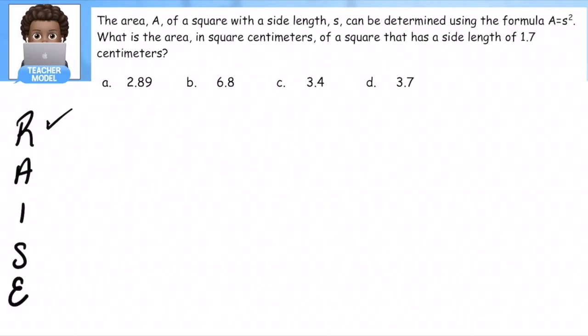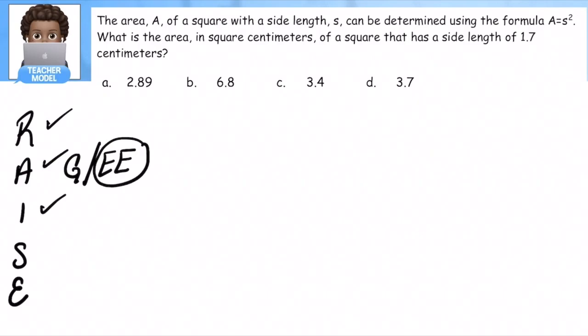Alright, let's read this last problem together. The area A of a square with a side length S can be determined using the formula area equals side squared. What is the area in square centimeters of a square that has a side length of 1 7/10 centimeters? So this is a mix of geometry and EE. But the math we're really going to use here is our EE skills. So that's the primary thing that's really happening.